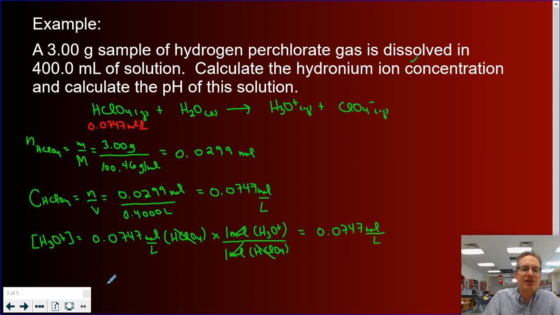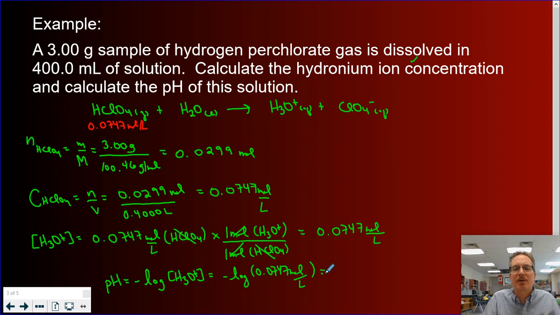My last statement is I calculated the hydronium. Now I can find pH. Using our new formula, pH equals the negative log of the hydronium ion concentration. So that's going to be the negative log of 0.0747. And again, we want to use the full calculator number. With 3 sig figs and 4 sig figs, I'm allowed 3 decimal places because this is a pH. So this is going to be 1.127. No units on pH.